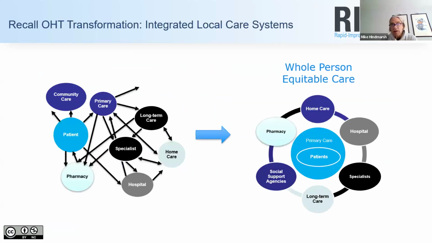If you haven't seen this slide before, this is really the imperative that we have had over the last 5 or 6 years, and that is to take the chaotic care system on the left and create a nice, organized, integrated, accountable care system with primary care and patients at the center of that. For those of you that have seen this, I'll repeat this slide and some others repeatedly.